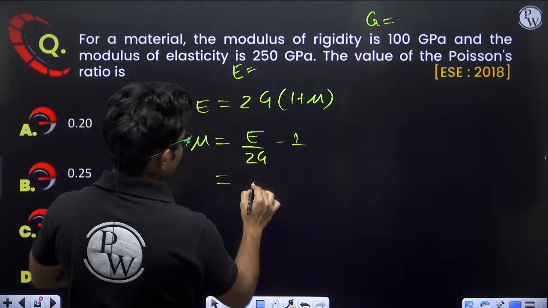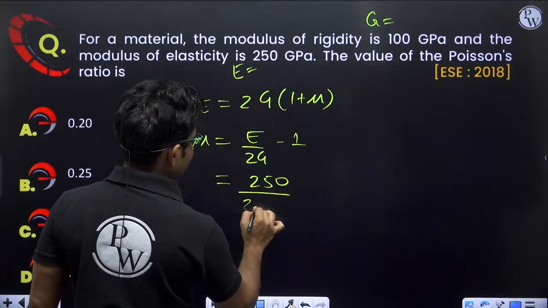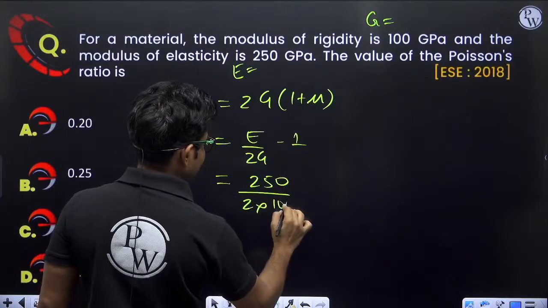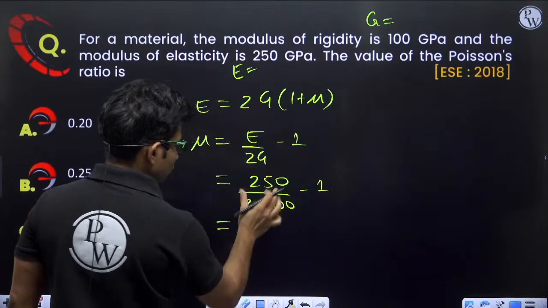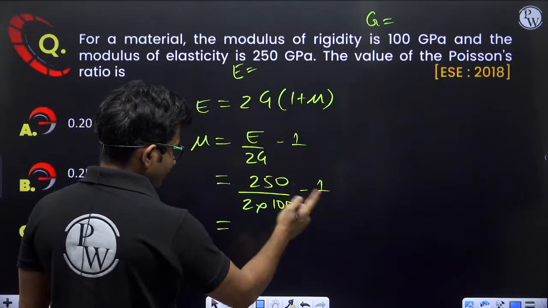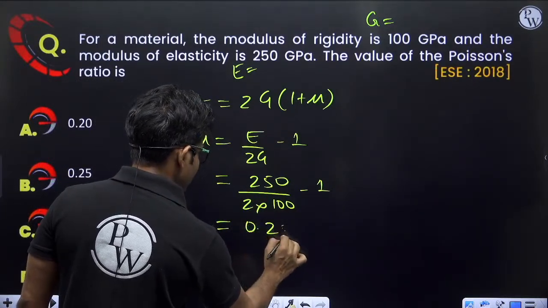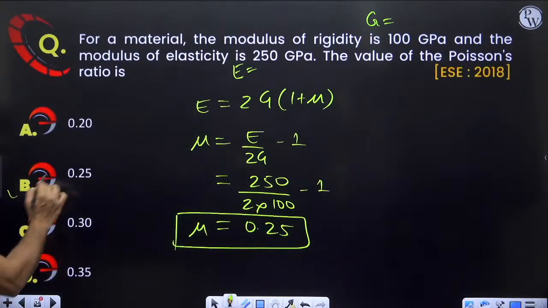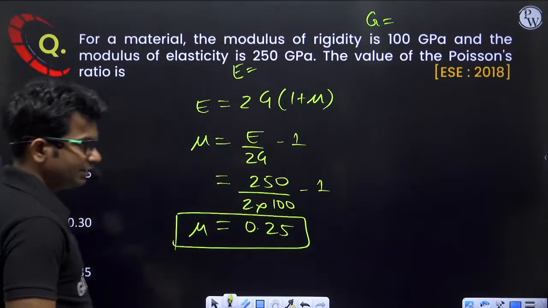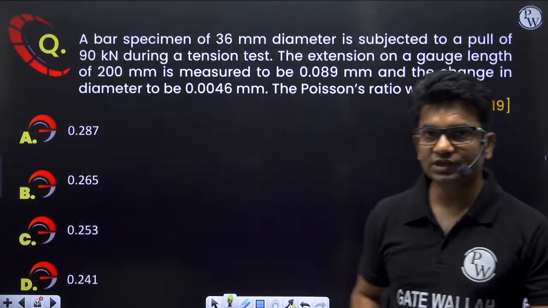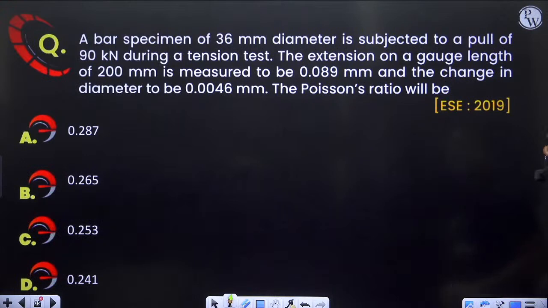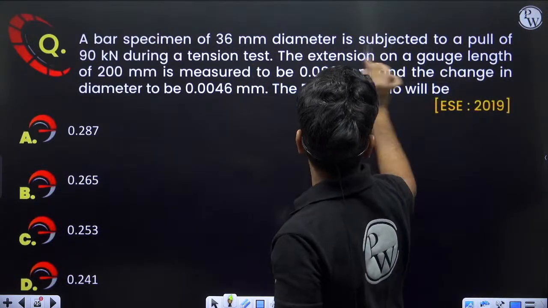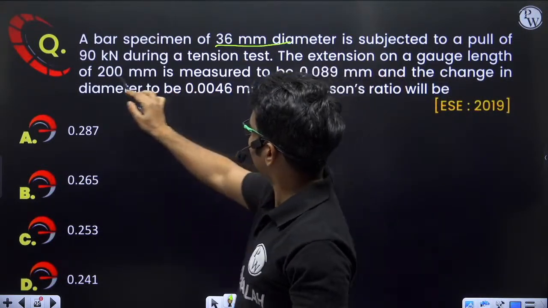Modulus of elasticity is 250 gigapascal. 250 divided by 2 into shear modulus is 100, minus 1. So 1.25 minus 1 will give 0.25. Mu is 0.25. Correct answer will be option B. Clear? Next question.